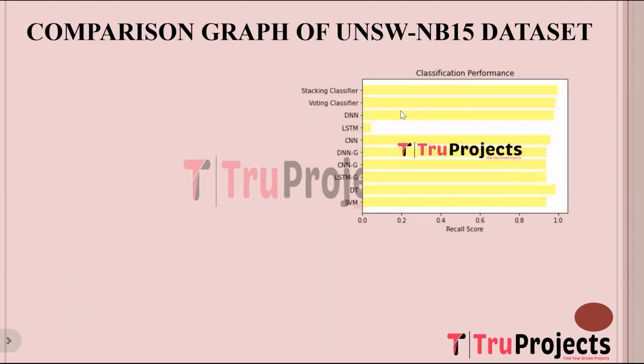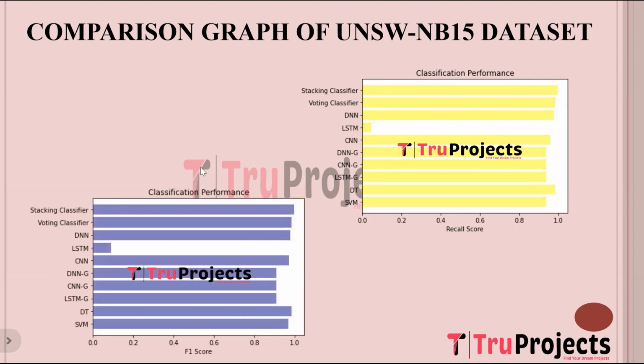This is the recall comparison graph. On the x-axis, we have the recall score, and on the y-axis, we have the algorithm name. This is the F1 comparison graph. On the x-axis, we have the F1 score, and on the y-axis, we have the algorithm name.